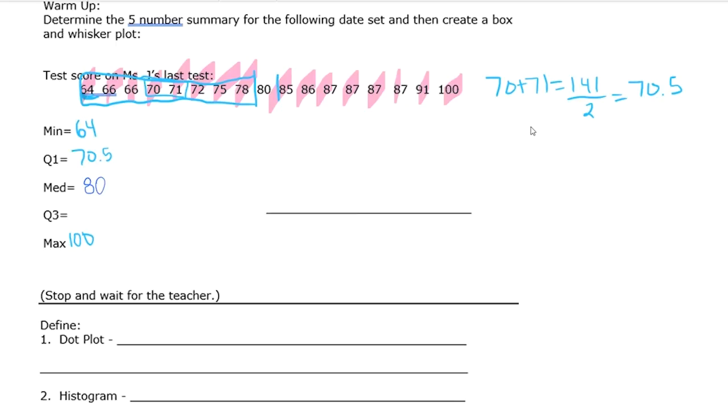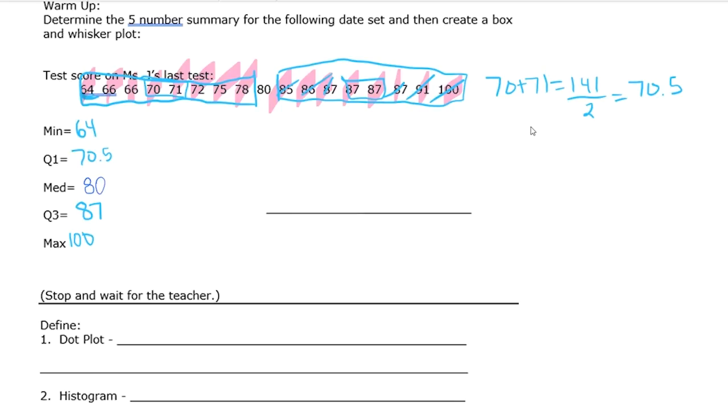Now we're going to do the upper quartile, or quartile 3. All right, same thing. We're in between. If we look at this and we count, it's in between 87 and 87. Well, guess what? That's 87. So there it is. So next we're going to draw our box and whisker.